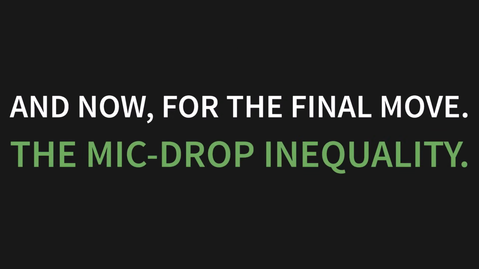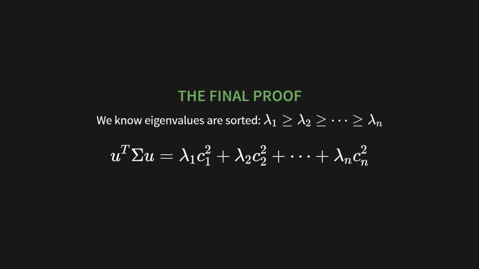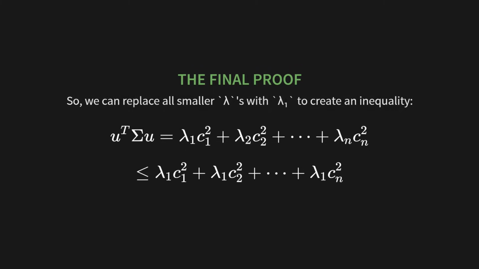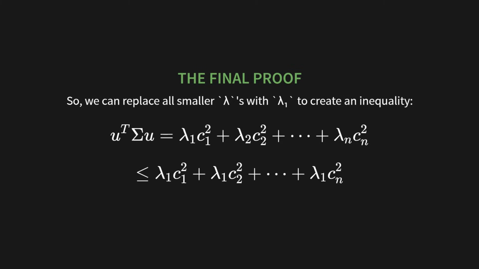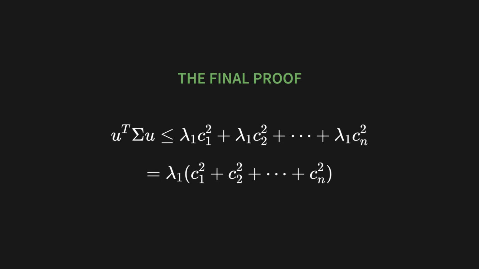And now, for the final move. The mic drop inequality. Here's the final proof. We know the eigenvalues are sorted from largest to smallest. Lambda 1 is greater than or equal to lambda 2, and so on. Now look at our variance expression again. Since all the other lambdas are smaller than or equal to lambda 1, we can replace them all with lambda 1 to create an inequality. The expression must be less than or equal to lambda 1 c1 squared plus lambda 1 c2 squared, and so on. Now we just factor out lambda 1. This gives us lambda 1 times the quantity c1 squared plus c2 squared plus all the others.